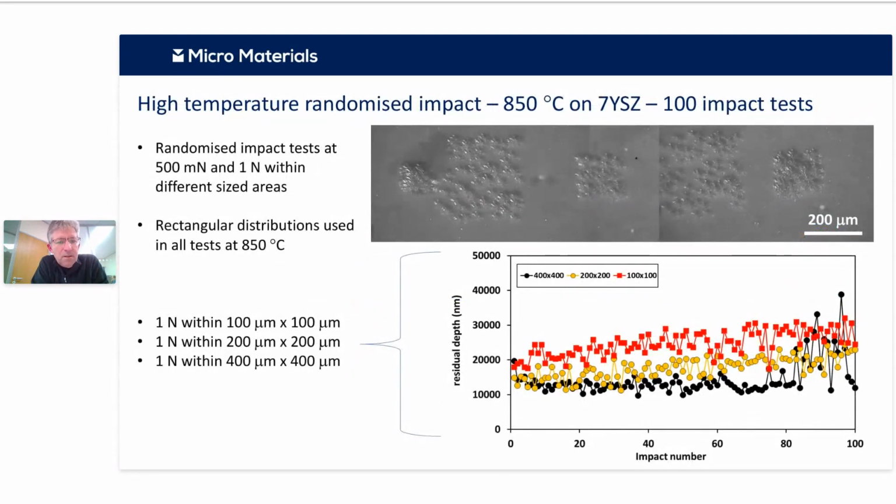So just as at room temperature, we can do these randomized tests. There's just some examples there with different sized randomized tests, in this case 100 tests here. My colleague Josh did this work. And here, again, we can track the residual depth as a function of impact, and we can understand transitions and how those are affected by temperature. So it's quite a powerful test because we can do exactly the same things as we can do at room temperature.